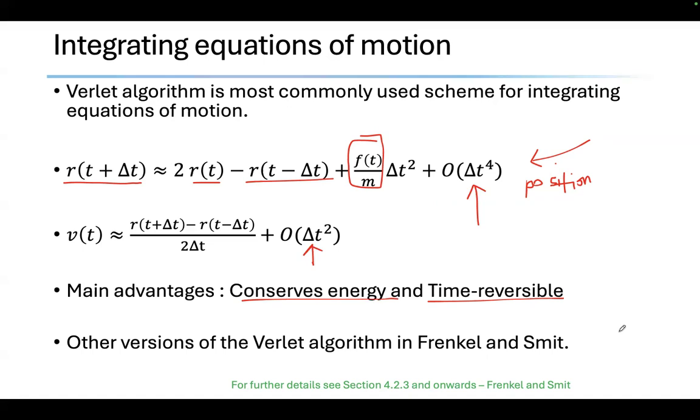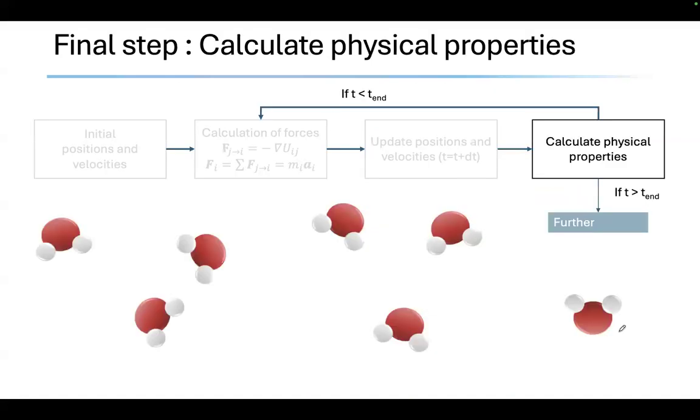All of these are available in Frenkel and Smit, and there are various versions of the Verlet algorithm, like the leapfrog integrator, which all work on the same principle. Finally, after you've calculated the positions and velocities, you then calculate the physical properties that you're interested in. I will not explain which physical properties you can calculate here. We will do this in the example that I plan to show you at a later point.